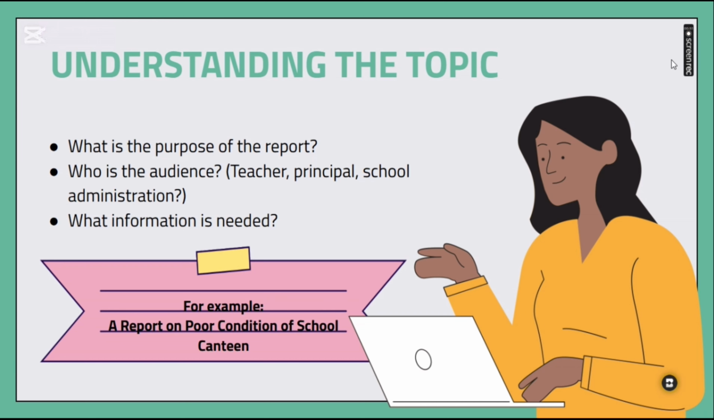So, for example, let's say you have been given a task to write a report on the poor conditions of the school canteen. The purpose will be to highlight the problems and suggest improvements. And who's going to be your audience? Obviously, the school principal and the administration. And what will be the information? It will be issues like hygiene, food variety, and pricing.